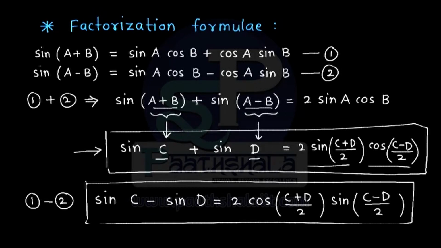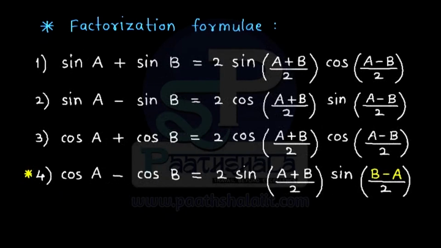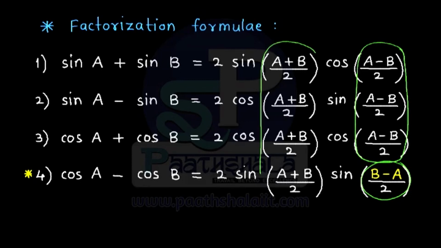Just to recap these 4 formulae, on the next slide we have all of them written together. So here we can see sine plus sine, sine minus sine, cos plus cos, and cos minus cos. If you observe, the 4th formula is a bit different, because on the right side the last angle is b minus a by 2, whereas in all the 3 previous formulae the second angle is a minus b upon 2, and the first angles are consistently a plus b by 2.